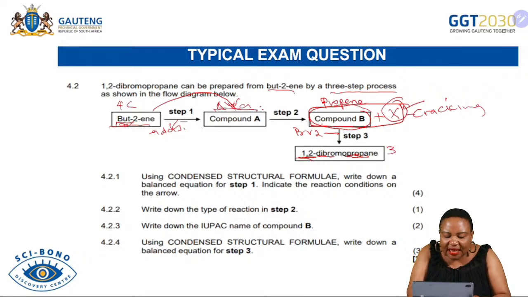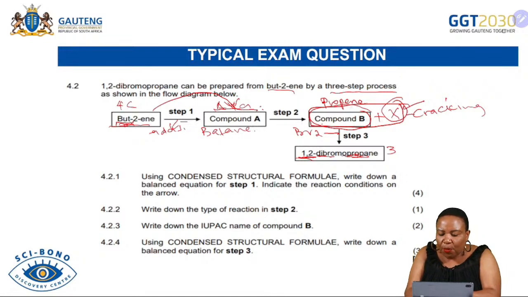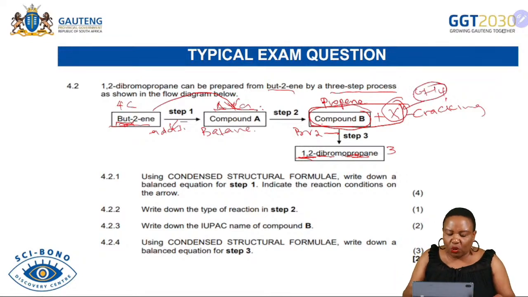And what is an alkane that has 4 carbon atoms? It is butane. So butane here will form what? Propene. And one of them will be what? Methane. But methane never reacted further, so that is why it was ignored.